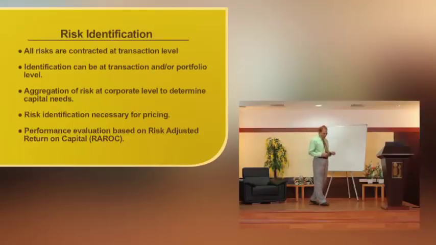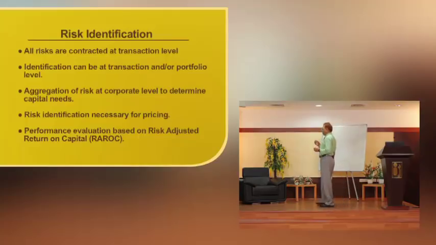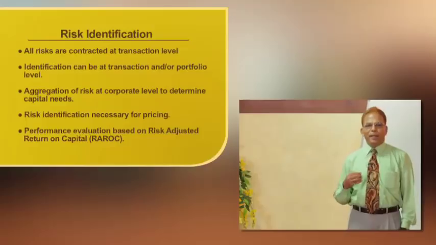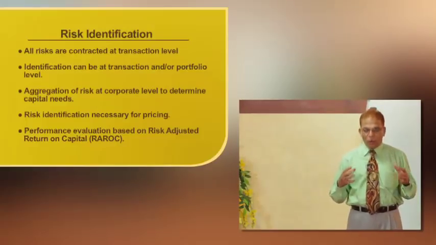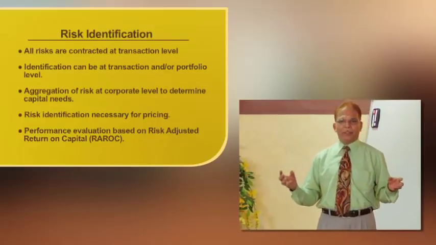Therefore, risk identification at the transaction level or the portfolio level becomes very important for pricing the risk. And the next step, after having identified the risk and priced the risk, is that the performance evaluation of my different business units has to be adjusted to the risk, which is known as the risk adjusted return on capital. This measure gives me an exact idea of how the returns are related to the kind of risk I am taking in different business units.